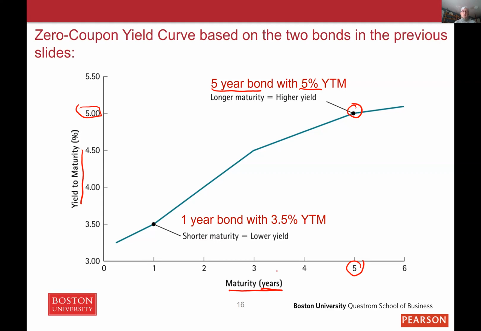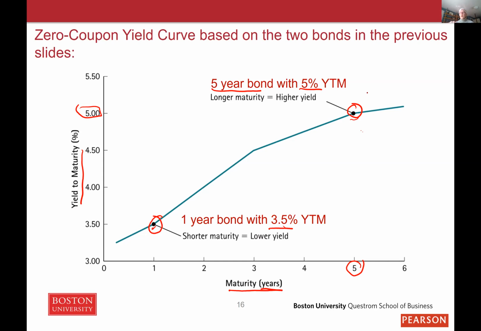Then our 1-year bond, the first one we did, had a 3.5% yield to maturity. So what we're looking at here is a relationship between a 1-year rate that was 3.5% and a 5-year rate that's 5%. So what you're looking at is that investors in the market, if they were going to invest money for 5 years, were looking for a different yield than if they were going to invest money for 1 year.